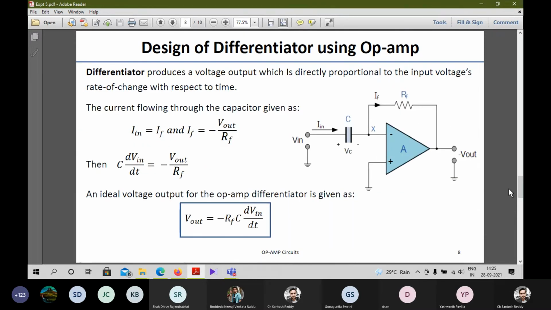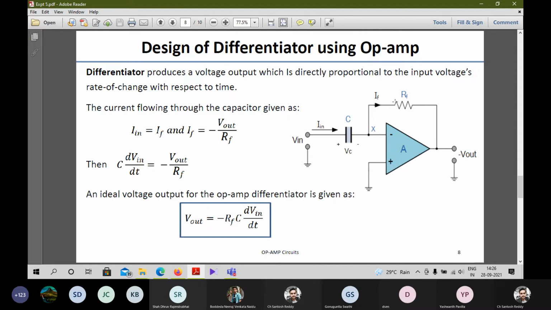So next, right now we have just connected a capacitor at the feedback terminal. What if I place the capacitor at the input terminal? I'm just interchanging them, and in the feedback terminal we have a resistor. With the same concept, we'll focus on IN and IF, and there is no current through the op-amp due to the virtual ground concept.